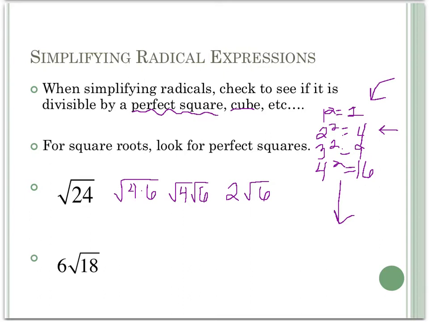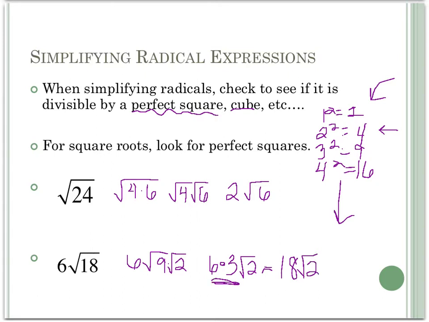The next problem, 6 times the square root of 18. Well, the square root of 18 can be rewritten as the square root of 9 times the square root of 2. But we need to keep that 6 out there. So I could look at 18 rewritten as the square root of 9 times the square root of 2. The square root of 9 is 3, so that means now I have 6 times 3, the square root of 2, which is 18 square root of 2. So we multiply those coefficients when we take them out.